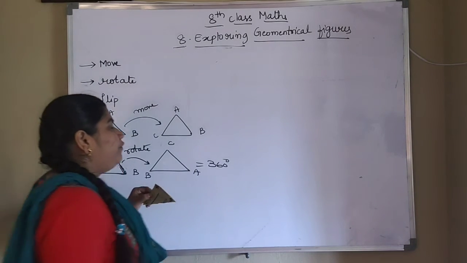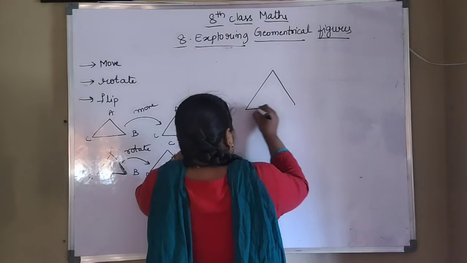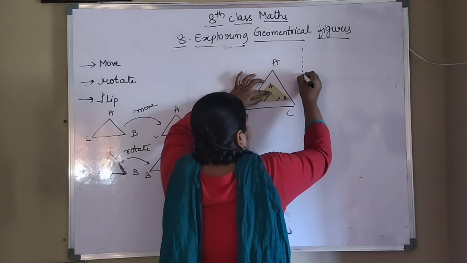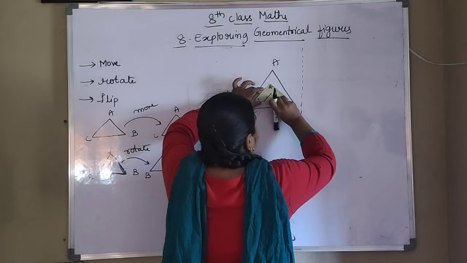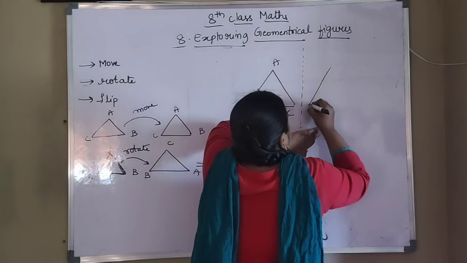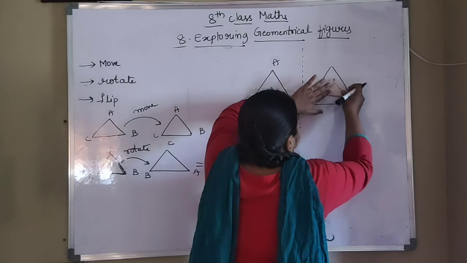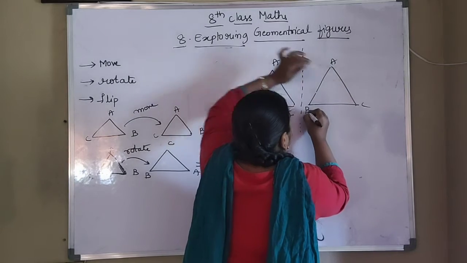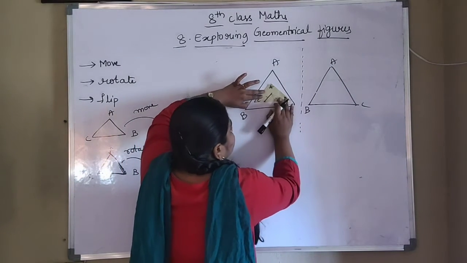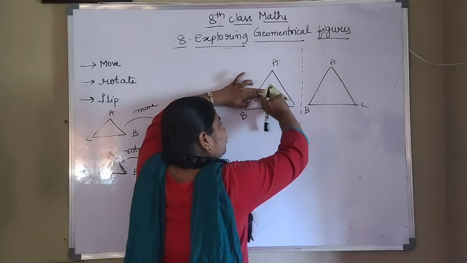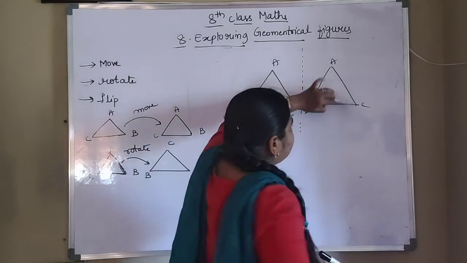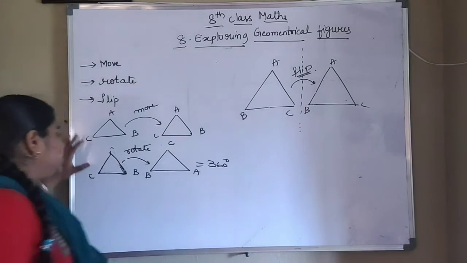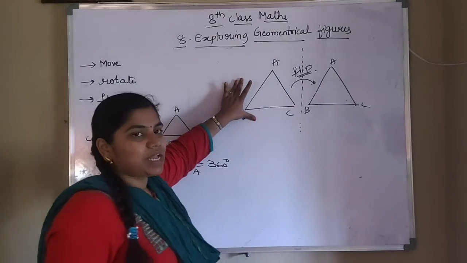Okay, next is flip. Again I am taking a triangle, A, B, C. Flipping is nothing but the mirror image. It has been flipped like this. So what is the alphabet here? A. Here it is C. And here it is B. First it was like this, now I have flipped it in this order. So this is called flipping. So this is move, this is rotate, and this is called flip.